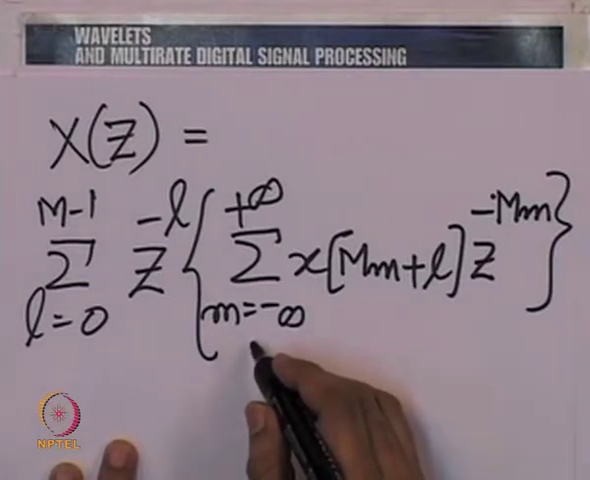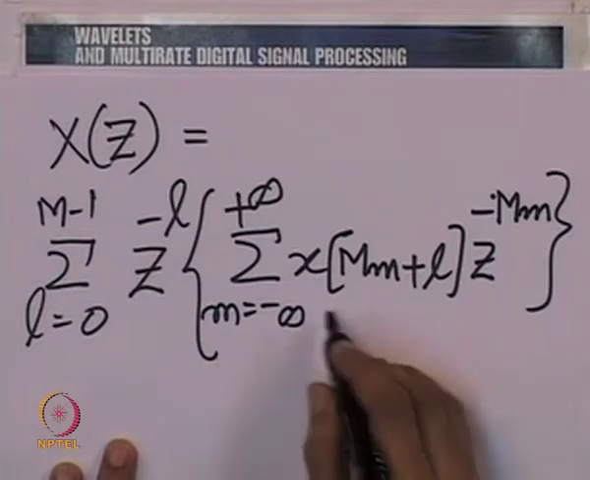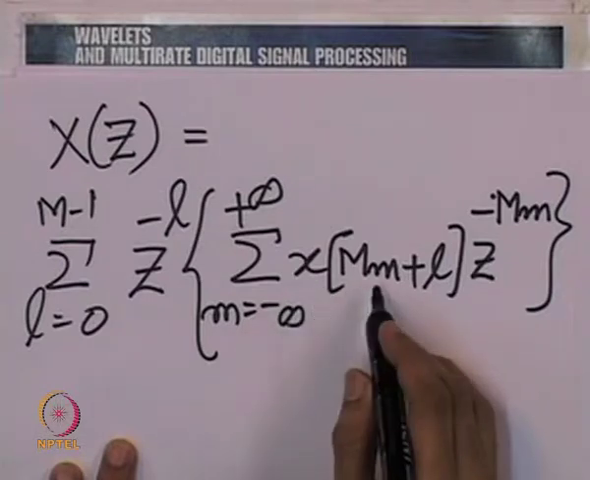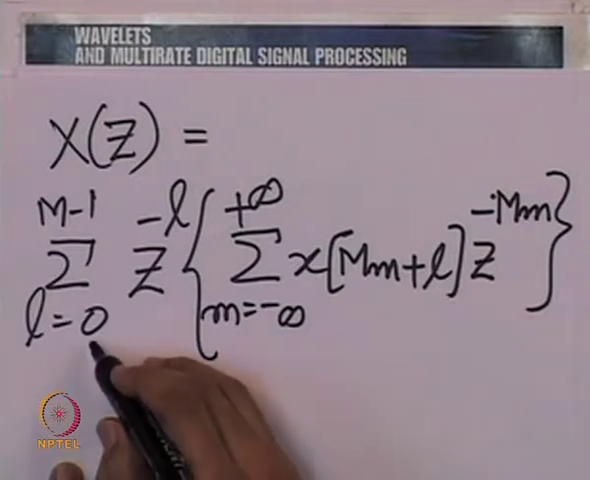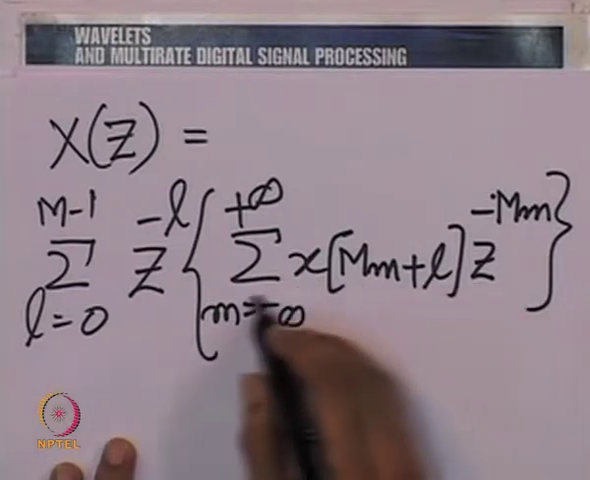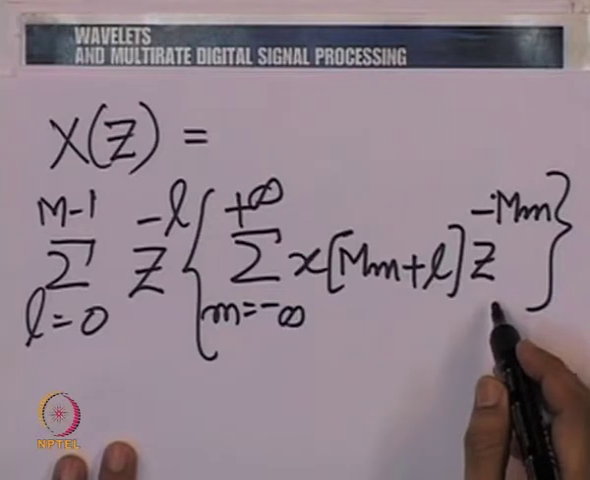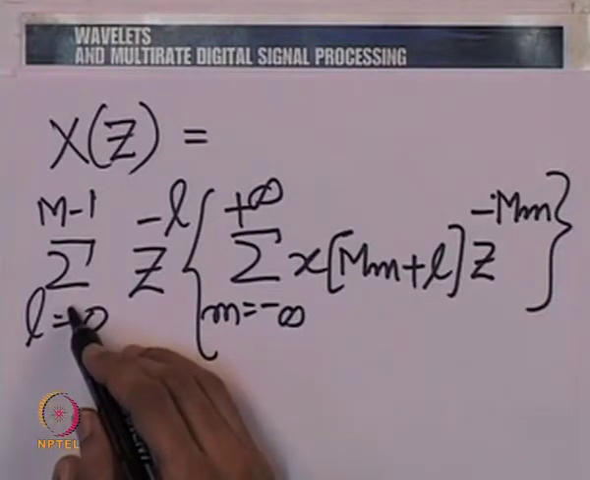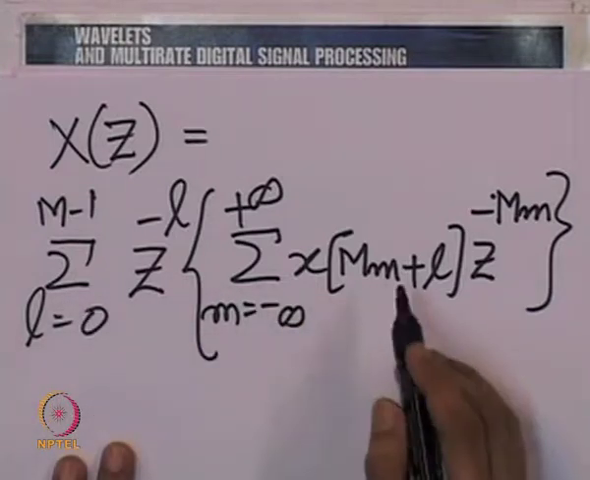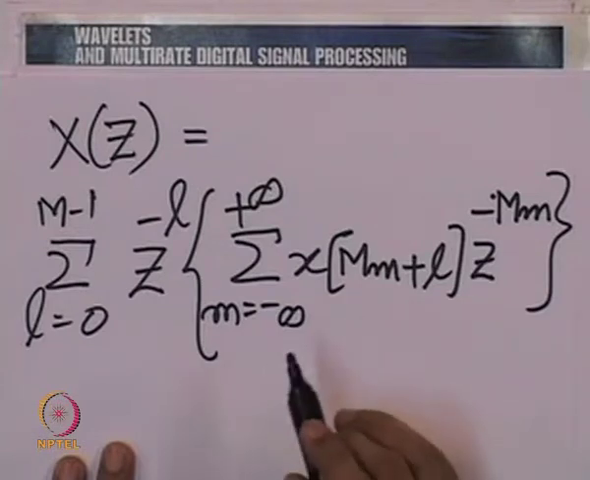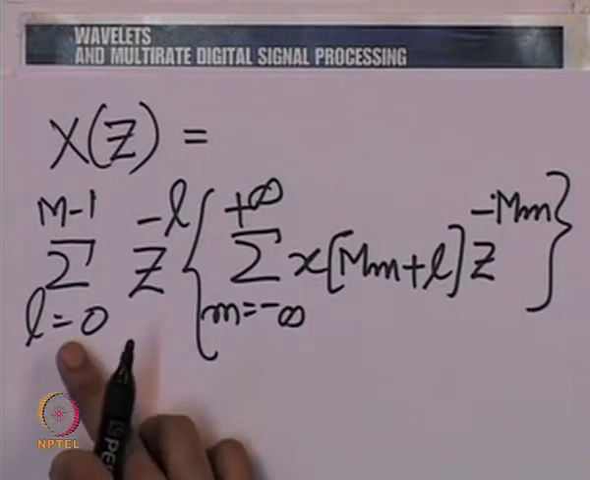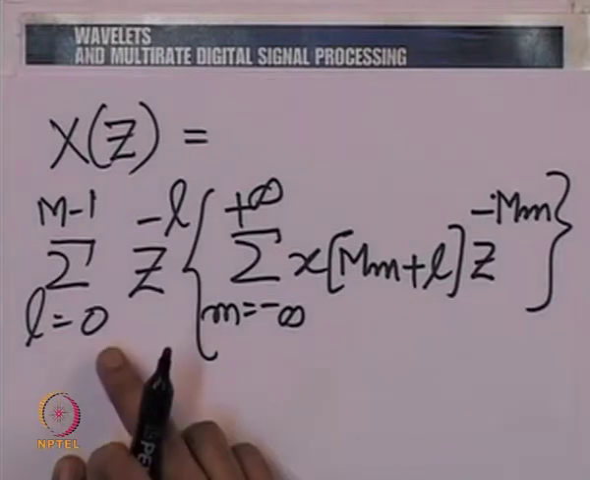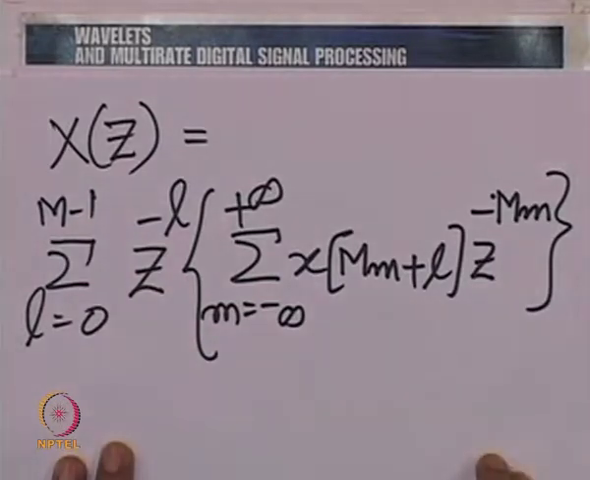Now, essentially, this is the z transform of all those points which lie at multiples of capital M plus small l. So, for example, when l is equal to 0, essentially this refers to the z transform of all those points which lie at multiples of capital M. When l is equal to 1, this refers to the z transform of all those points which lie at multiples of capital M plus 1, displaced by 1 from multiples of capital M, and so on. When l is equal to 2, they are displaced by 2 steps and so on, and this can only go up to capital M minus 1 steps, because when you go to capital M, you are coming back to the original case of l equal to 0.